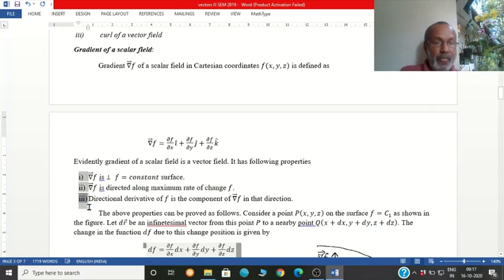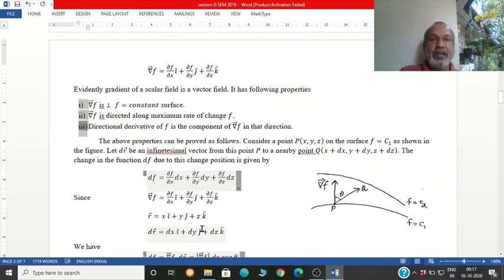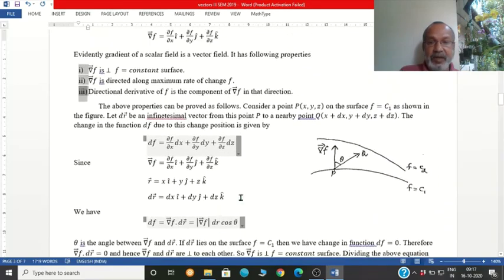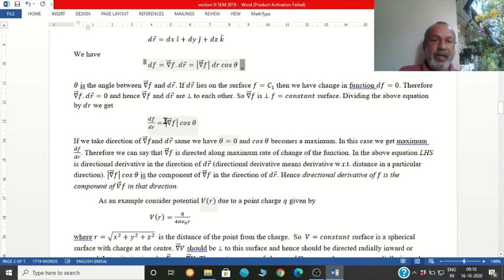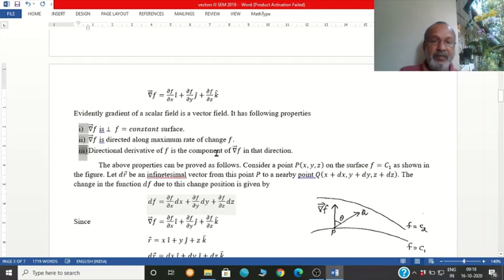Now we go to the third statement, which is that the directional derivative of f is the component of del f in that direction. A directional derivative means the derivative in a particular direction. Now let us find the derivative of the function along PQ, that is df/dr along the direction PQ. That is given by df/dr equal to |del f| cos theta, and |del f| cos theta is nothing but the component of del f in that direction. So df/dr in any direction will be |del f| cos theta. So that is the third statement: the directional derivative in any direction will be equal to the component of del f in that particular direction.